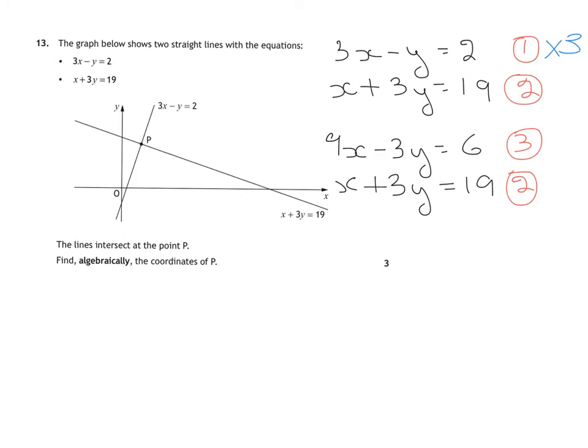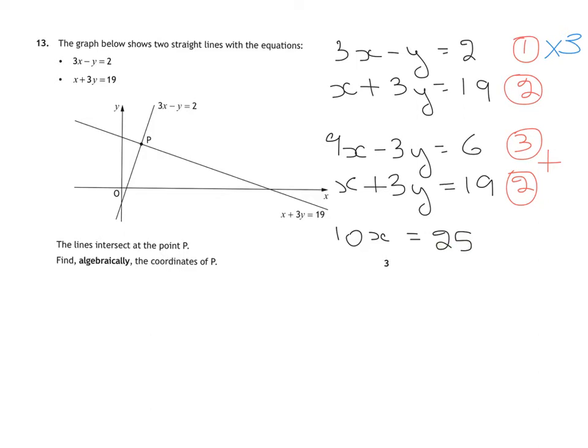So I've multiplied equation 1 through by 3. So that now gets me 9x minus 3y is equal to 6. Equation 2 is staying the same. I am going to add these. Negative, positive, added together, they are going to cancel each other out. We're going to get rid of the y's. So 9x plus x is 10x. The y's disappear. 6 plus 19, 25.